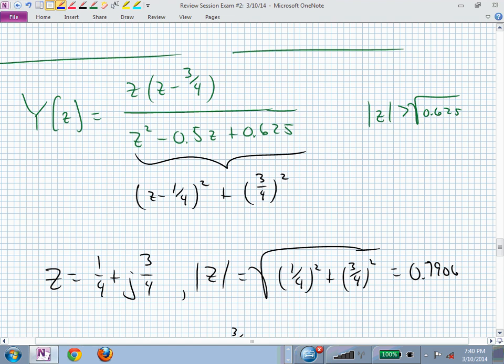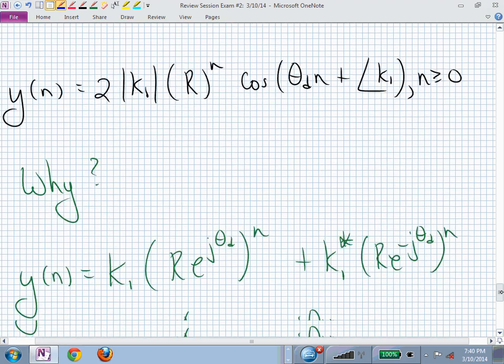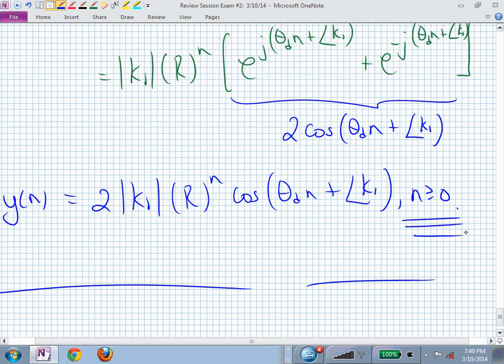So that region of convergence, magnitude of z greater than the square root of 0.625, is outside the poles because that's their radius. That now is what gave rise to n greater than or equal to 0. The fact that we said we had an outer region of convergence translates into where that's defined in terms of little n, the time indices. Does that answer your question?